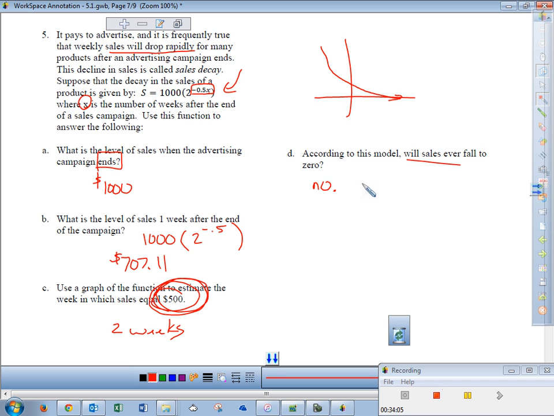There's a horizontal asymptote at y equals 0. You can say HA if you want to, at y equals 0. Realistically, it could happen. You know, it's like, oh, the sales this week came in at 0.0000003 cents. You're basically making nothing, right? But numbers-wise, it'll never happen.